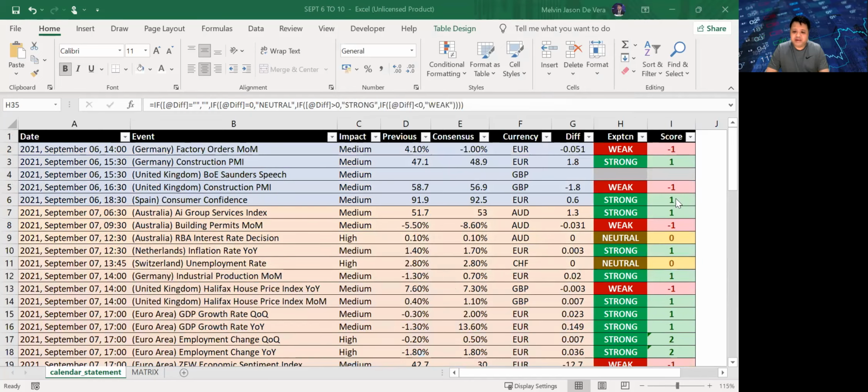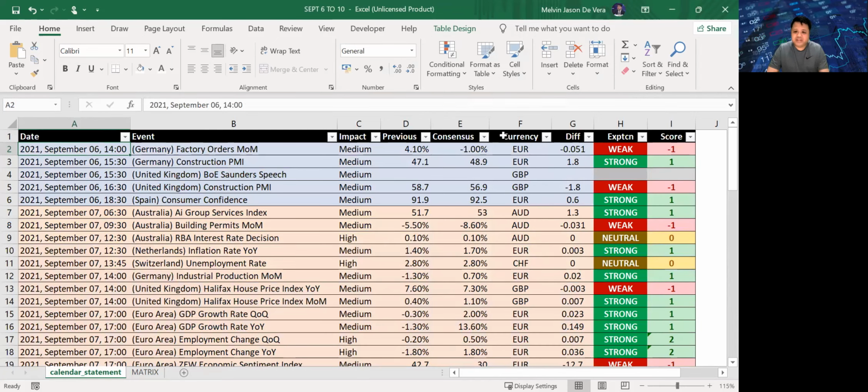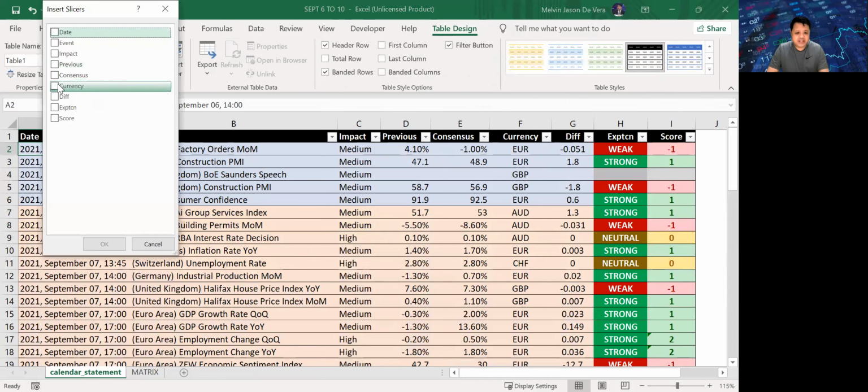Now, taking a good look here, para bang madaling tingnan, no? But apparently, mahirap i-summarize yan kasi nakikita mo siya per day pero hindi mo ma-summarize per currency. Alright, so what I will do, samahan niyo ko ngayon, no, na gawin natin yung tinatawag na matrix. Alright, so now, I'm reserving this for everyone, no? Isa-summarize ko lahat ng sa US, okay, for Monday. Alright, so kakailanganin natin na gumamit ng tinatawag na slicer. So dito sa table design, insert slicer by currency.